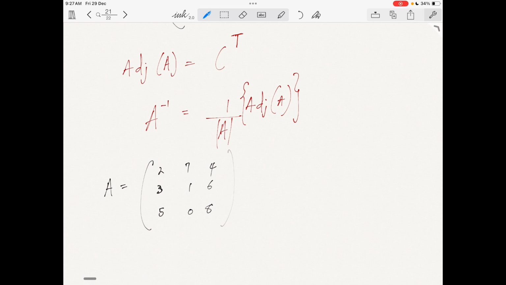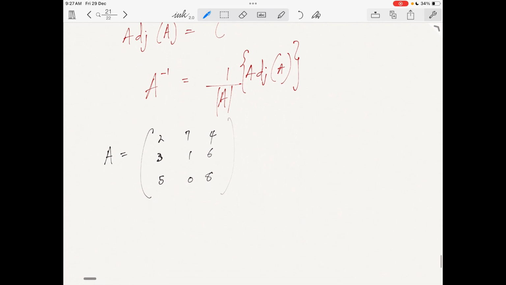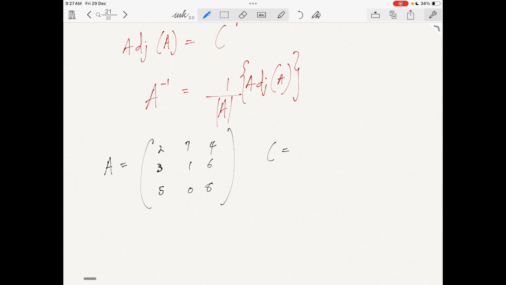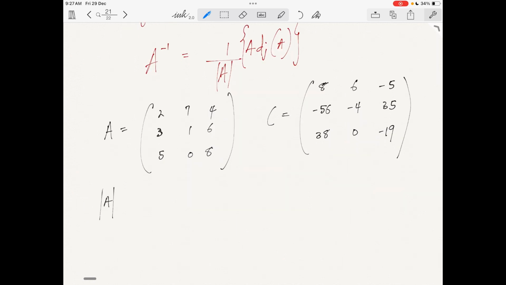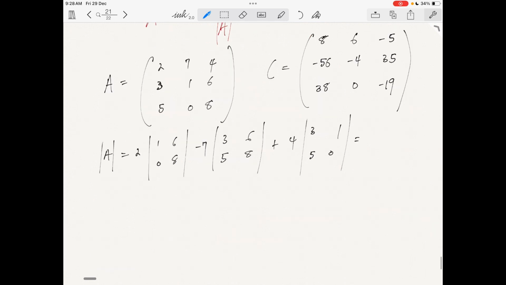So to watch our steps, I write the final answer of the cofactor. The cofactor is 8, 6, minus 5, minus 56, minus 4, 35, 38, 0, and minus 19. It's a long process, yes, but the joy in evaluating it is just cool. Now we want to talk about the determinant of A. After evaluating, the determinant of A is 2 into (1 6 0 8) minus 7 into (3 6 5 8) plus 4 into (3 1 5 0). This gave us 38 after evaluating.